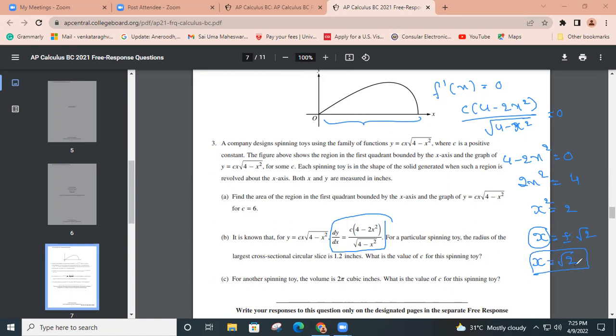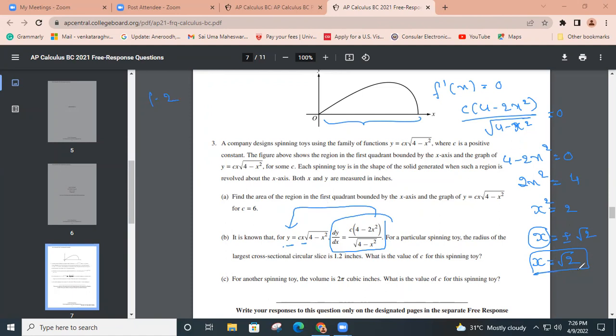So when x is equal to root 2, this is one of the critical points. Here the maximum or the minimum occurs. So now put x is equal to root 2 in the function, and they give the maximum value of the spinning cross-sectional slice, which is 1.2. So the y value is 1.2.